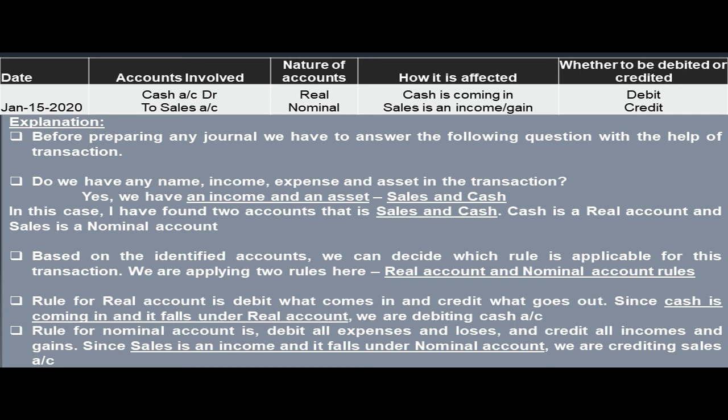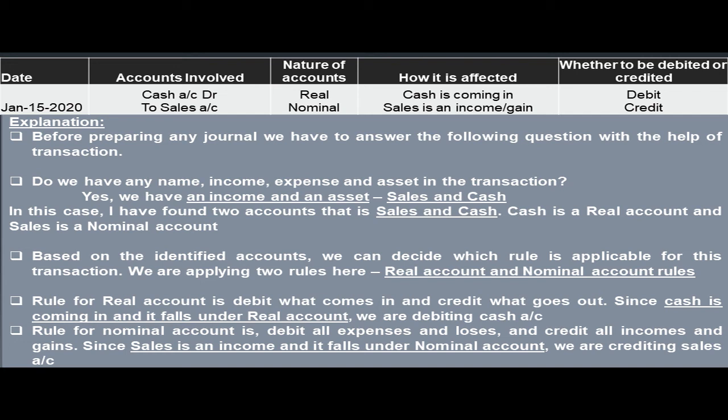Based on the identified accounts, we can decide which rule is applicable for this transaction. Here we are applying two rules, that is real account and nominal account. The rule for real account is debit what comes in and credit what goes out. Since cash is coming into the business and cash falls under real account, we are debiting cash account.